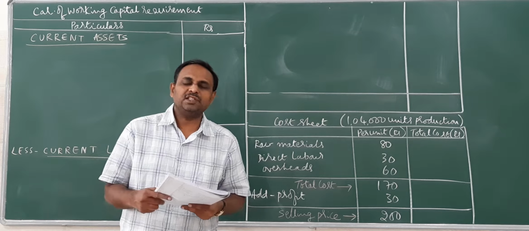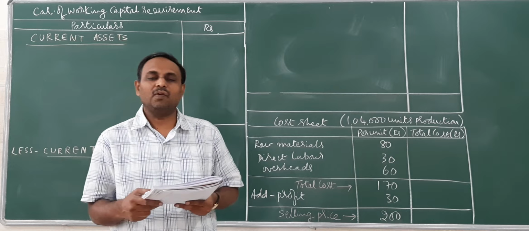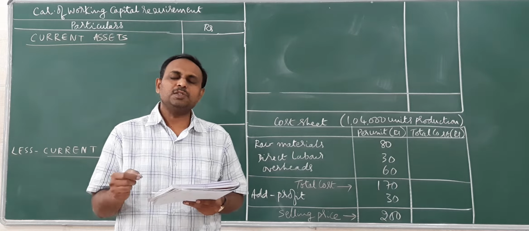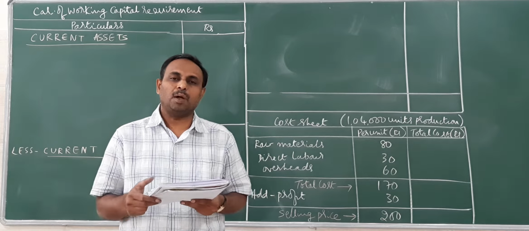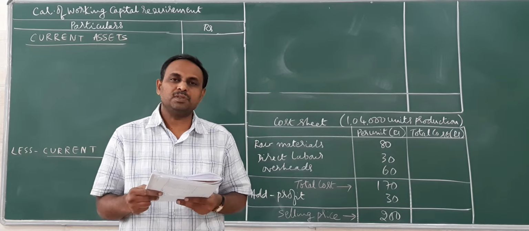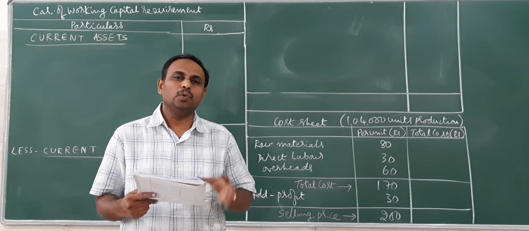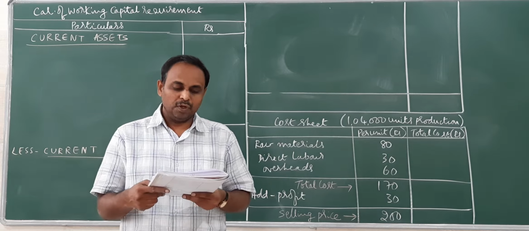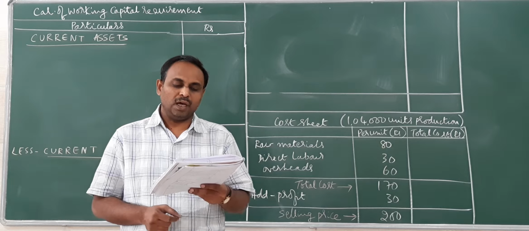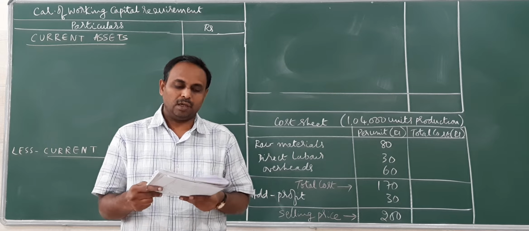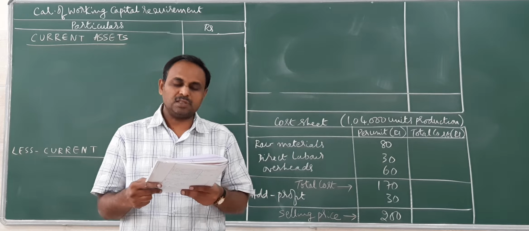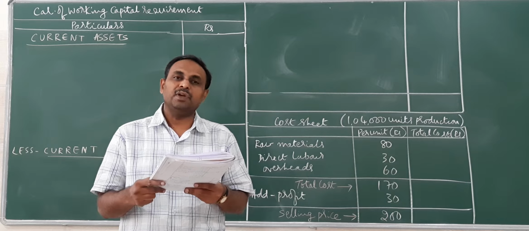Students, we move on to the next problem in working capital requirement calculation. This problem is a little bit higher order problem compared to the previous problems because it is having some new information here in the problem. When you look at this problem, in the beginning you are going to have a pro forma cost sheet with three expenses, and it is going to be with profit.